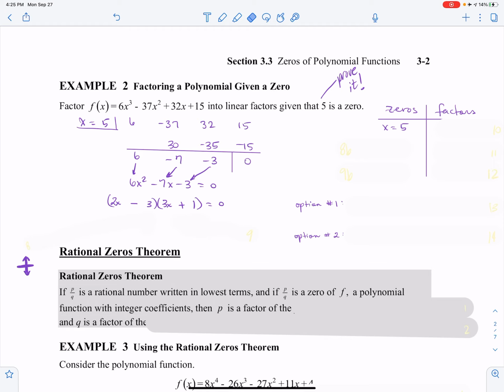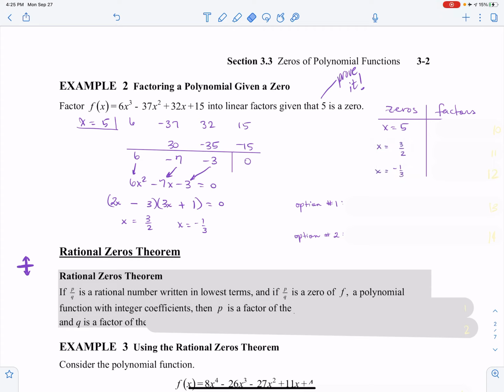Now, this particular question did not ask me to find the other zeros, but it's really easy to find the zeros if I know what the factors are. Again, from chapter 1 and chapter 2, we know if we have something like this, finding zeros is quite simple. And so if I solve each of my mini equations here, I'm going to get x equals 3 halves and x equals negative 1 third. That gives me my two remaining zeros.